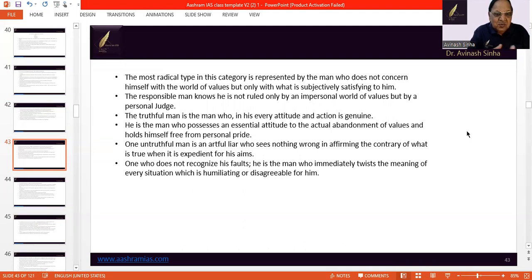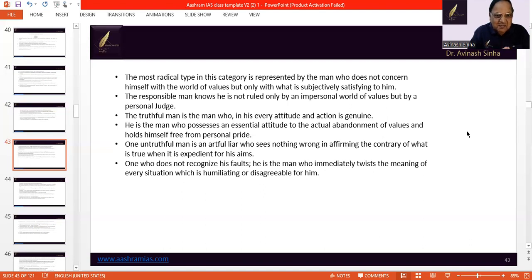Now, see, comes truthfulness, which is another attitude. Now, the truthful man is the man who in his every attitude and action is genuine. He is the man who possesses an essential attitude to the actual abandonment of values and holds himself free from personal pride.